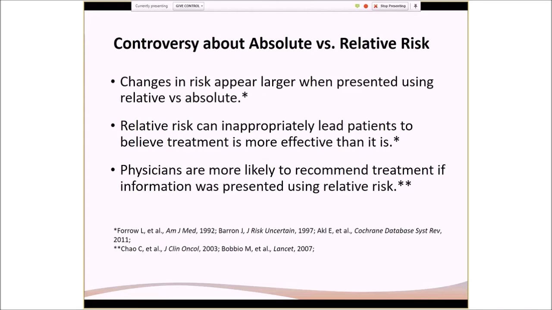It can be inappropriate to lead patients to believe the treatment is more effective than it is, and they tend to think that if it's in a randomized controlled trial, their doctor wouldn't recommend it unless they were going to get the miracle drug. Sometimes they don't completely understand that they get standard of care, and then standard of care plus something that we're trying to test out that we truly don't know, and it is random. But physicians, outside the research, are more likely to recommend treatment if the information was presented to them using relative risk. And so a lot of times they get what the drug representatives tell them.